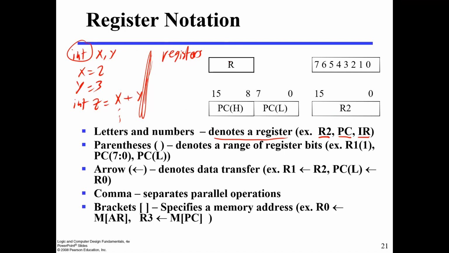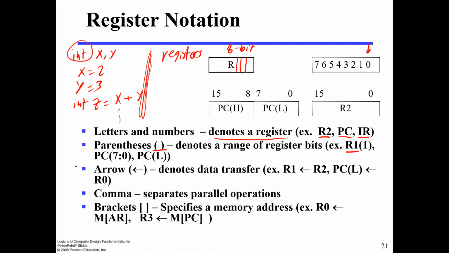So if R is an 8-bit register, and let's say I want to read only 3 bits or 2 or 4 bits out of R, I can use parentheses to define a range of bits that I want to read. If I want to read a single bit of R, or in this example register R1, if I say R1 open parenthesis 1, that means I need to read the bit of R1 at position 1. Note that we start at position 0, just like an array in programming. It starts from 0 up to n-1.